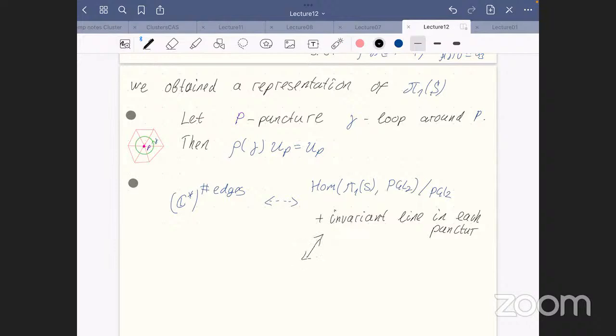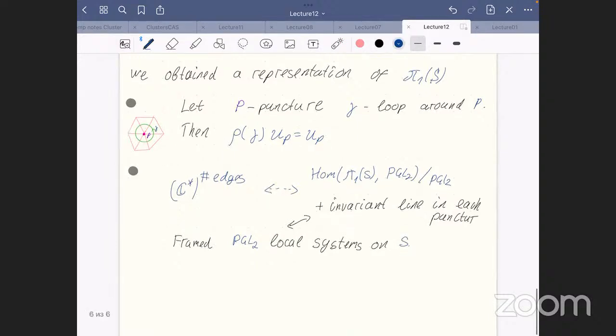And by definition, this is called framed PGL2 local systems. So we found some coordinates on the framed PGL2 local systems.